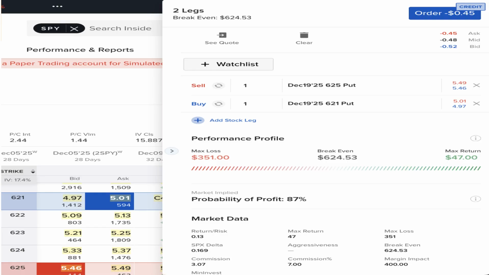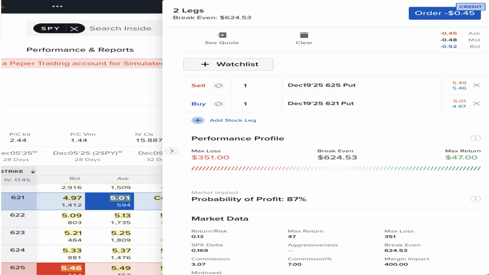Now, we showed you how to calculate all this in our previous video, but it's nice to see that the broker does all this for you. But the key thing I want to highlight to you here on this screen is the probability of profit. It's 87%. That's the benefit of picking strike prices way out of the money with the bull put spread.